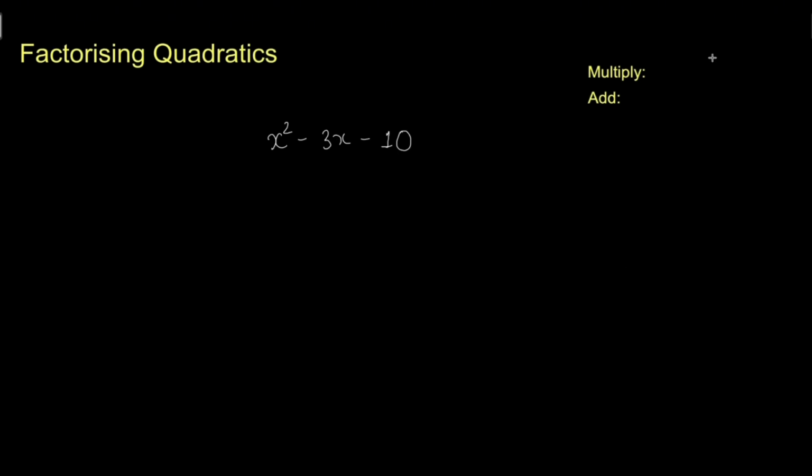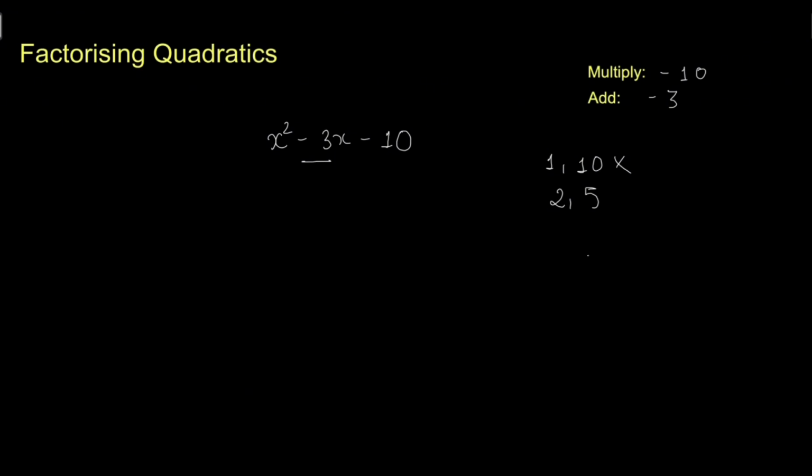This is the last example for today. The numbers must multiply to give us negative 10 and add to give us negative 3. Let's look at some pairs. 1, 10. This is not correct. 2, 5. 2 and 5 would give us a difference of 3. Since the middle number is negative, the larger number would get the negative sign.